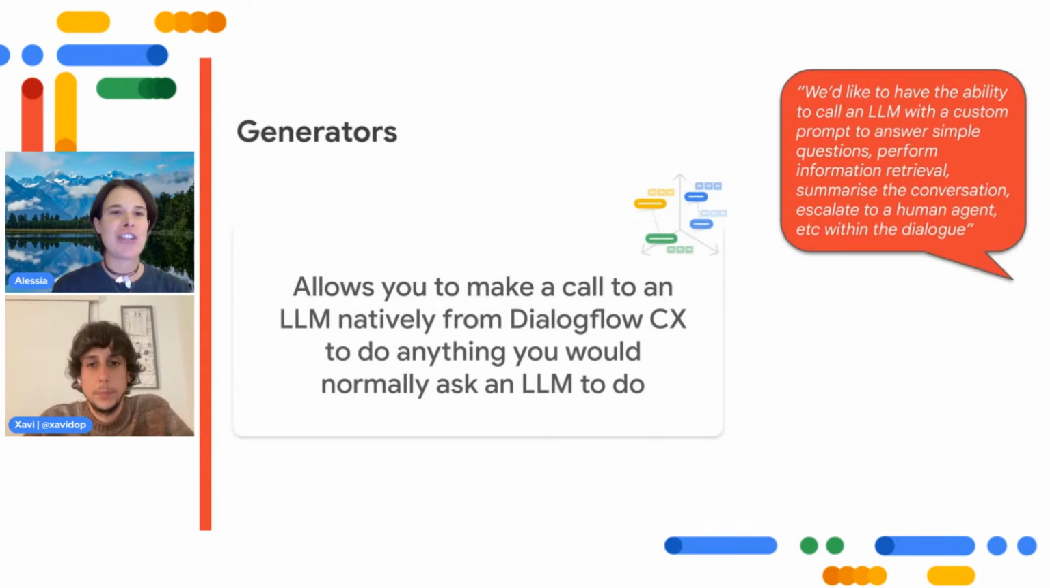Now, the third one we want to talk about is generators. As I mentioned earlier, a generator allows users to make a call to an LLM natively from Dialogflow CX to do anything that you would ask an LLM to do. This could be content summarization, conversation summarization, or question answering. And now you're probably asking me, hang on, Alessia, if a generator can do question answering, when do I use a data store agent and when do I use a generator? That would be a brilliant question.